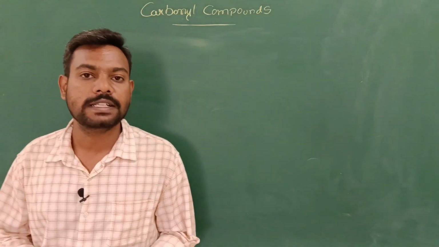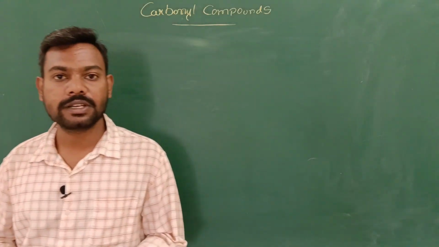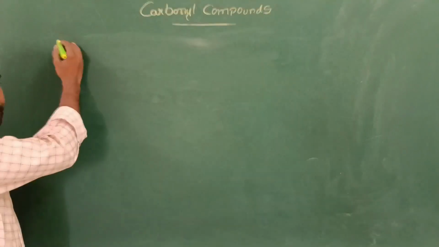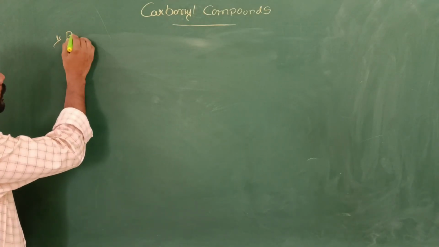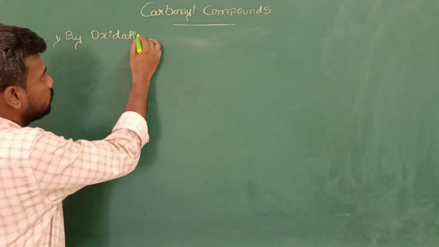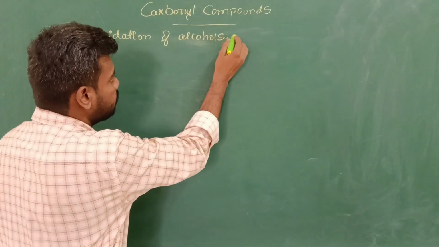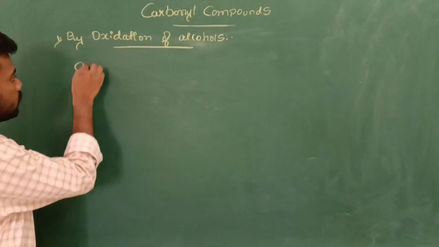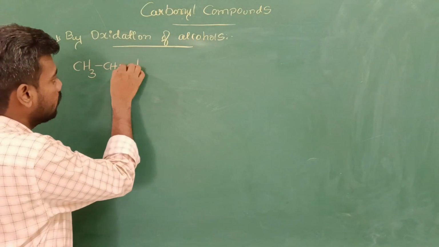Next, we will see the preparation methods of aldehydes and ketones. Aldehydes and ketones can be prepared by oxidation of alcohols. For example, primary alcohol, that is ethanol.